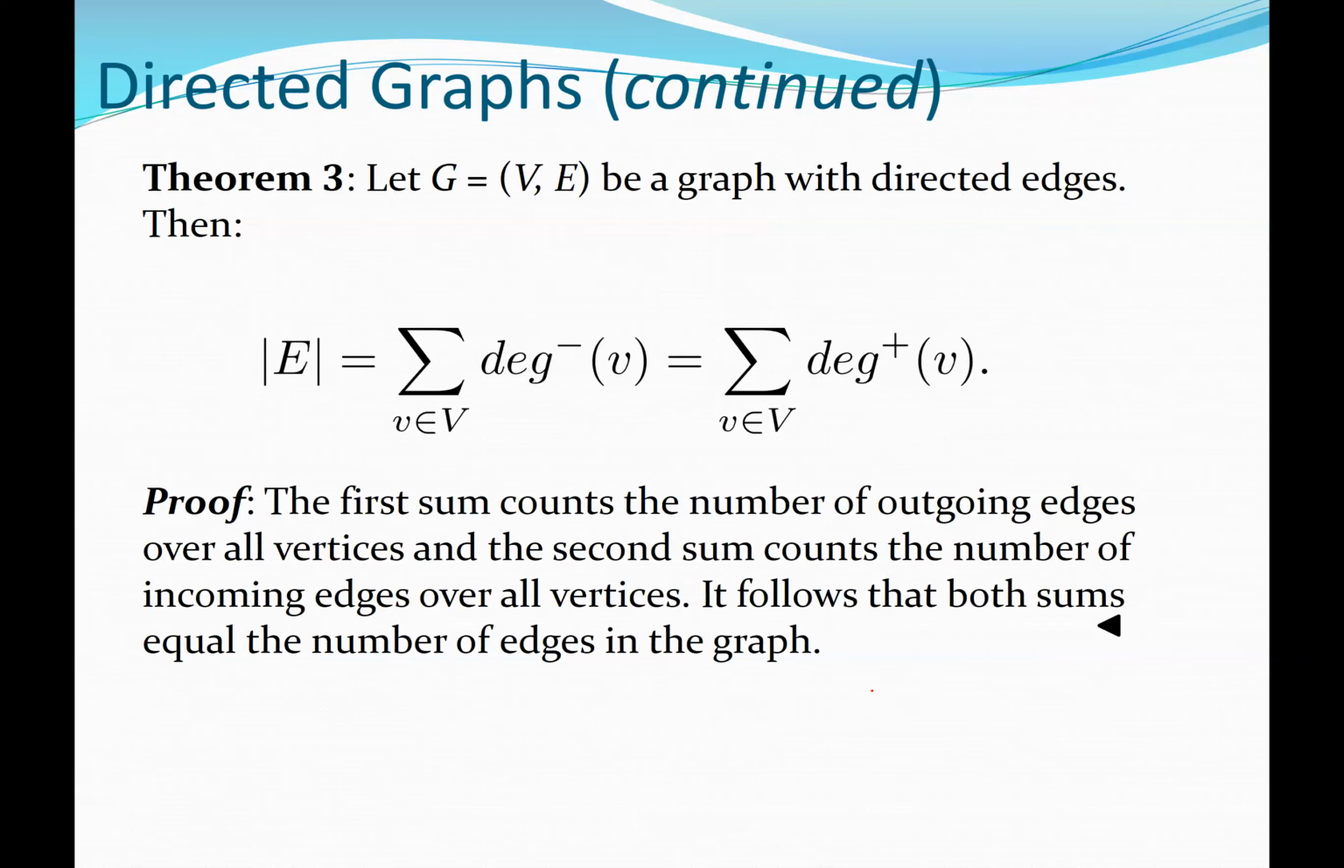So the first sum counts the number of outgoing edges over all vertices, and the second sum counts the number of incoming edges over all the vertices, right? So both sums equal the number of edges in the graph. Right? You can have that.